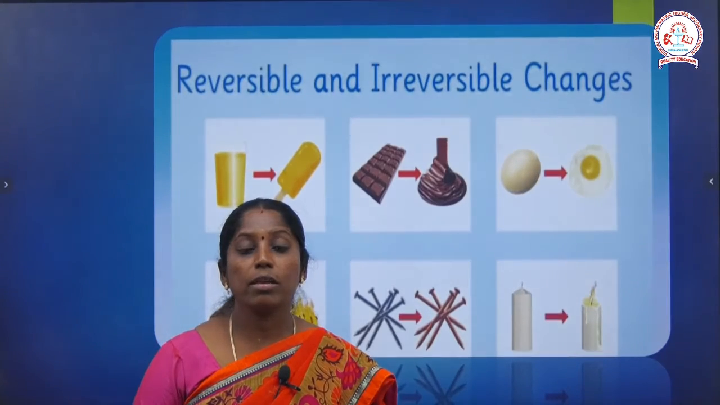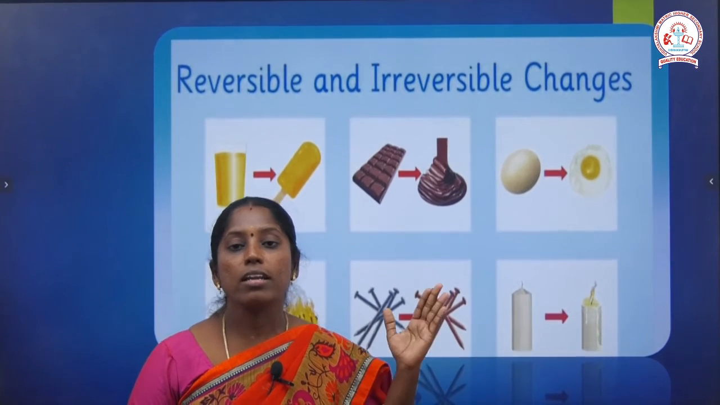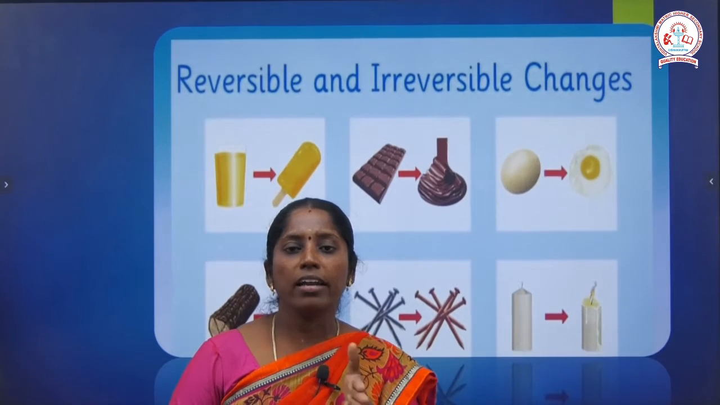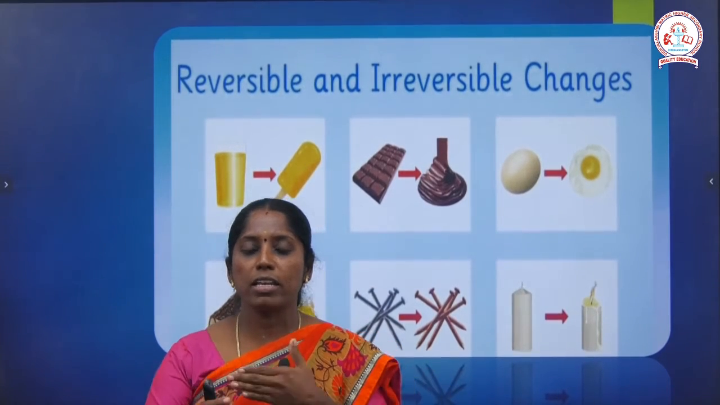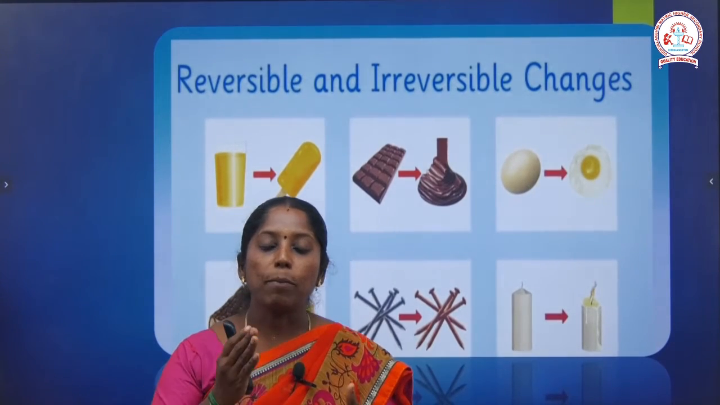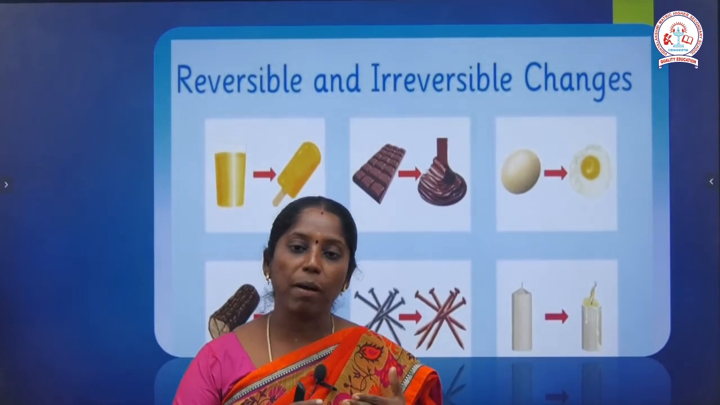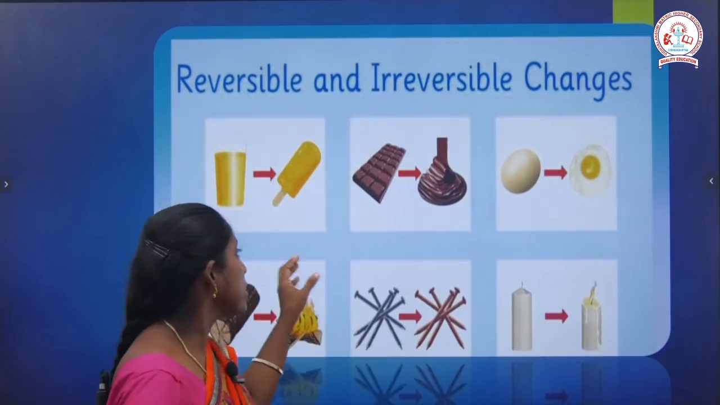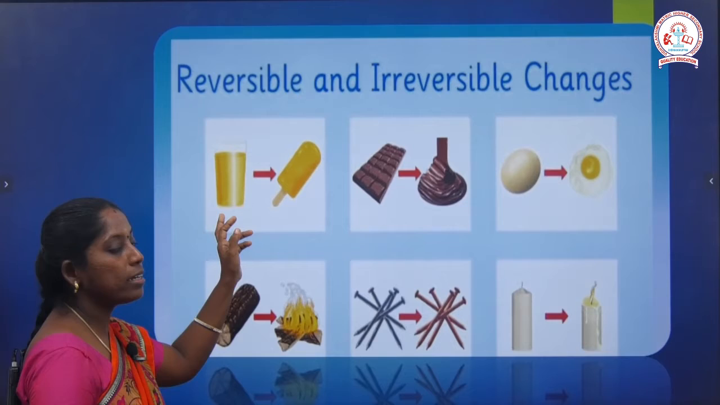Then the next important thing: reversible and irreversible changes. What is the meaning of reversible and irreversible? When we say reverse, it means something comes back, as when we reverse a vehicle and it comes back. So when the product changes and again comes back, we can call that reversible. For example, when ice gets melted.